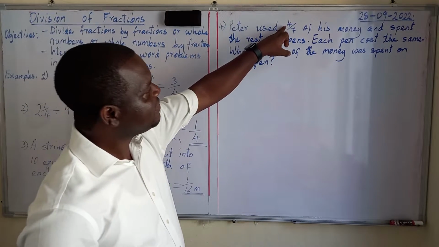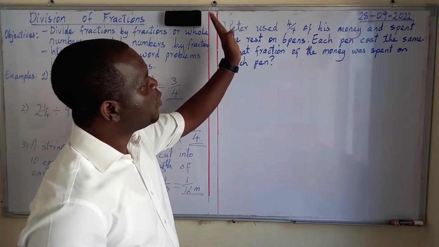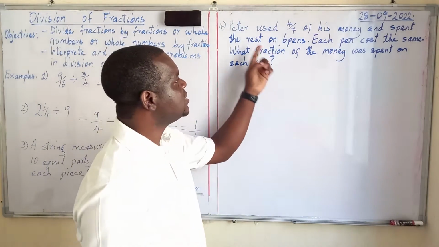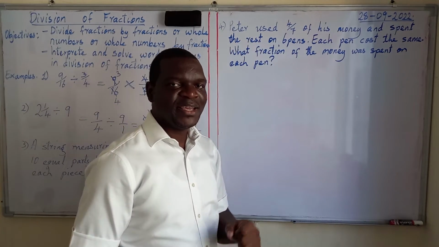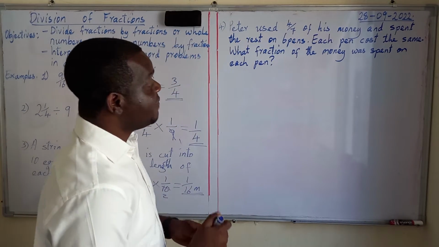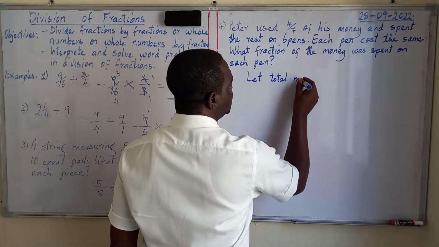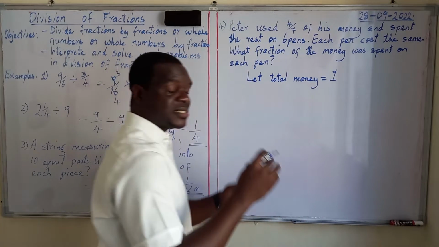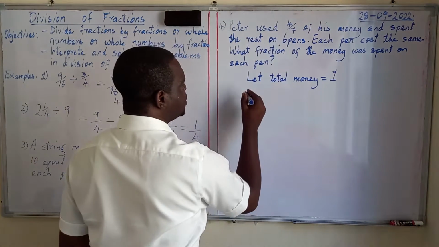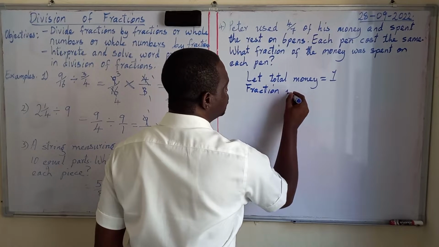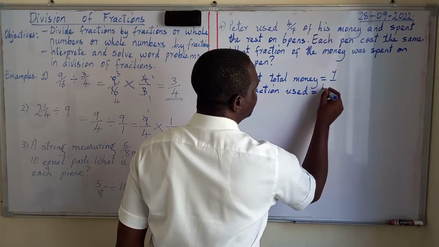Here, this fraction represents what he used, and the rest was spent on 6 pens. So this is where the trick is. First, let's assume the total money is equal to 1. That's a whole, and there is a fraction used. So we should identify first of all the fraction used, which is equal to 4/7.